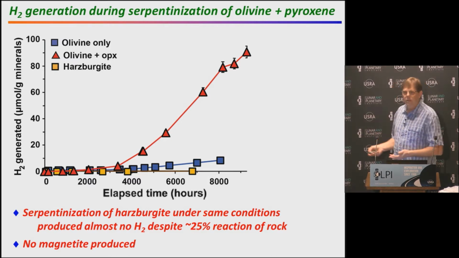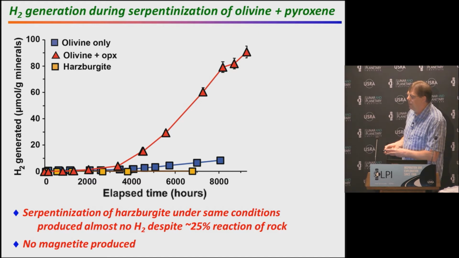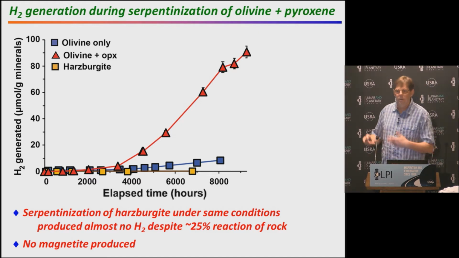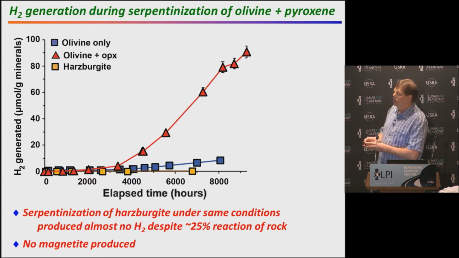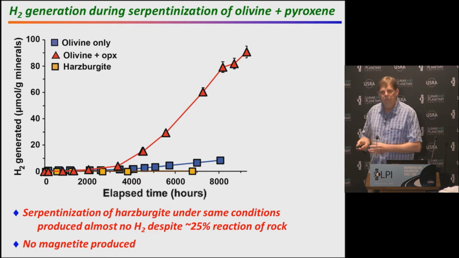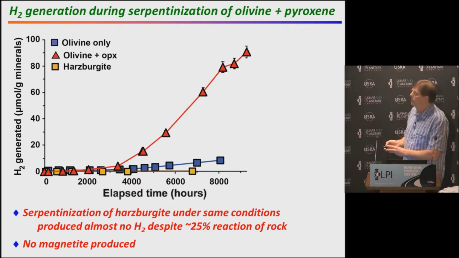And it's not because the things aren't reacting. About 25% of that rock has reacted. It's serpentinized. Serpentine is really the only mineral produced in this experiment. There's no magnetite. So it's extensively altered, but it's not producing hydrogen.